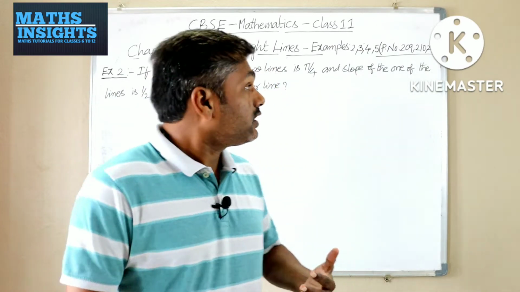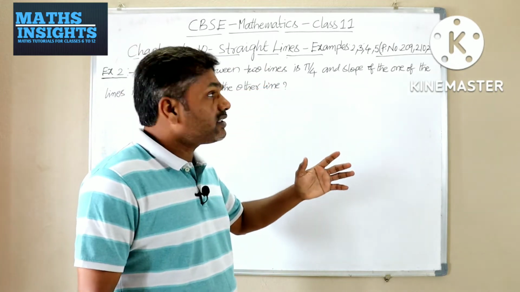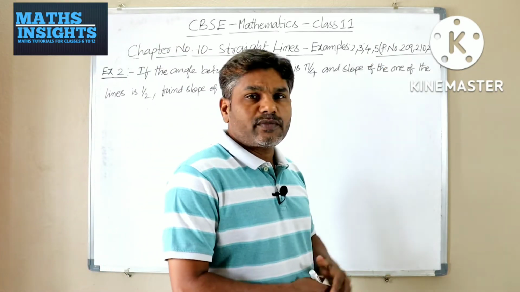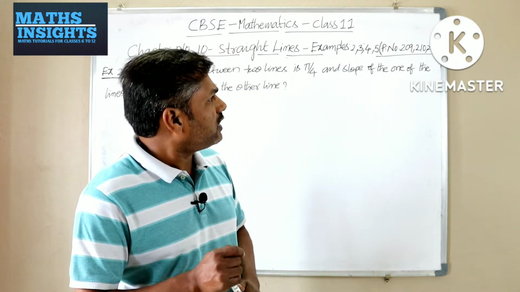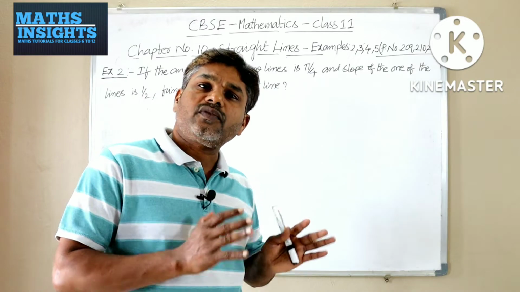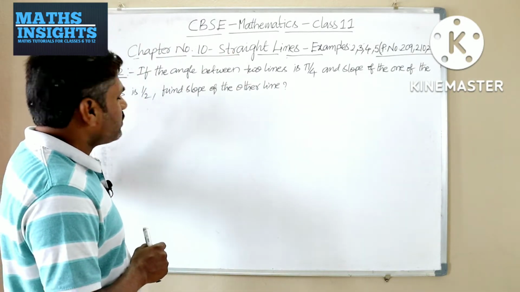Today's topic is to solve the examples of the chapter Straight Lines in class 11. Those are at page numbers 209, 210 and 211. These problems are based on the concept of slope of a line. See what the problem, example 2, says.